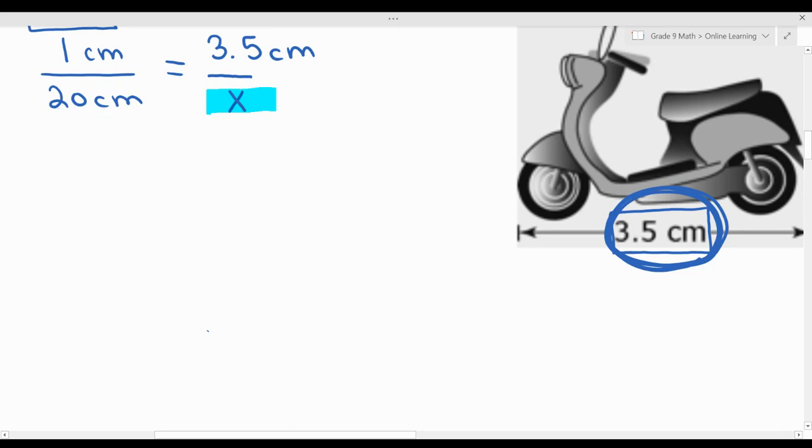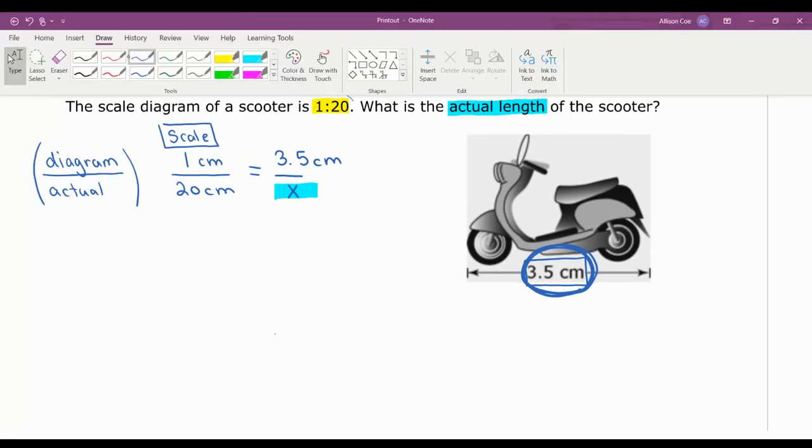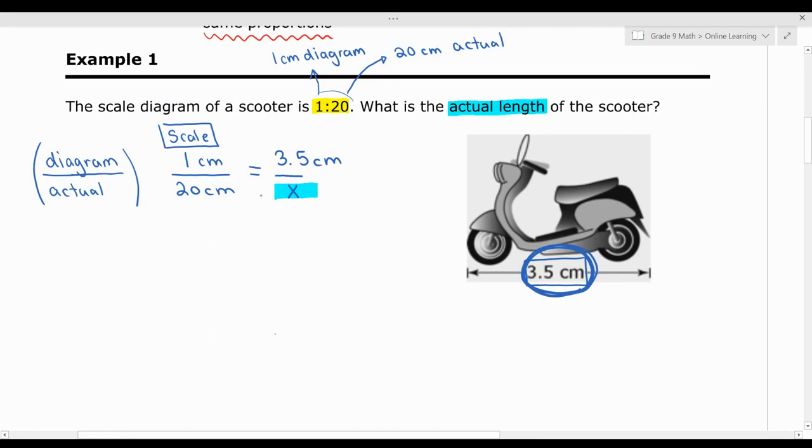I can solve this by cross multiplying. So I'm going to multiply top times bottom. So I'm going to go 1 centimeter times x is really going to give me x on the left-hand side. I'm not going to write the 1 here. You don't need to. And then I'm going to have 20 times 3.5 on the right-hand side. Okay, I'm going to clean this up. You would get that x is equal to 70.